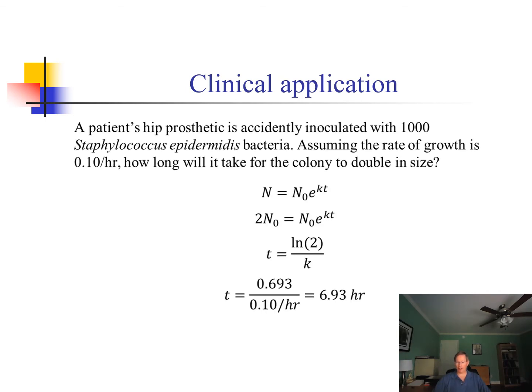So I can actually go back and use my formula. I can either put in 1,000 here and 2,000 here, or I can put in n0 versus 2n. When I do that and I make this linearized by taking the log of both sides, I wind up with a time which is about 7 hours, 6.93, which is just basically the log of 2 divided by 0.1.